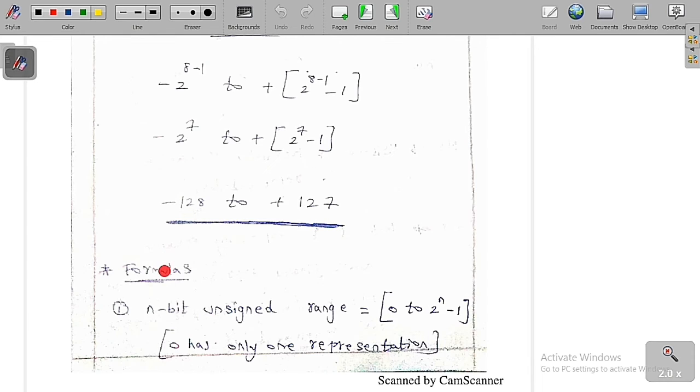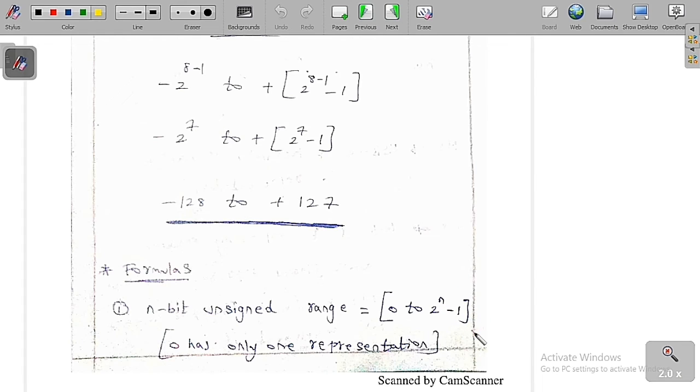So let me give you some important formulas for each and every bit. For n-bit unsigned, the range of decimal integers it can represent is from 0 to 2 to the power of n minus 1.